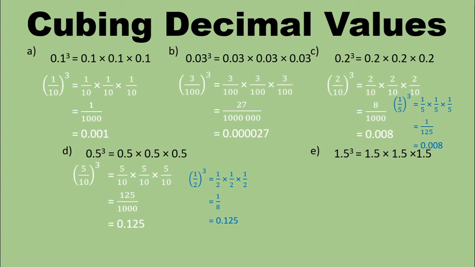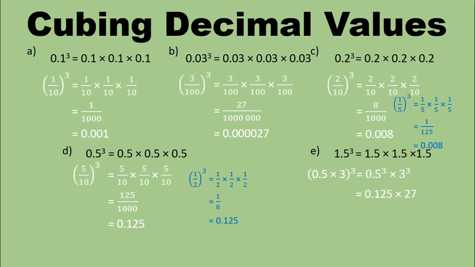Last one, 1.5 cubed. Now you might be thinking that this is 1.5 cubed, but that's going to be very difficult to multiply out. So rather than thinking of this as 1.5, I'm going to think that this is the same thing as 3 times 0.5. I've just worked out what 0.5 cubed is, and I know what 3 cubed is. So 1.5 cubed will be 0.5 cubed times 3 cubed.